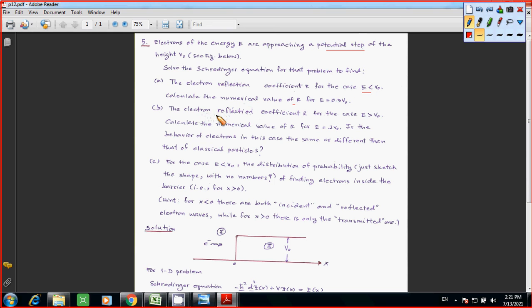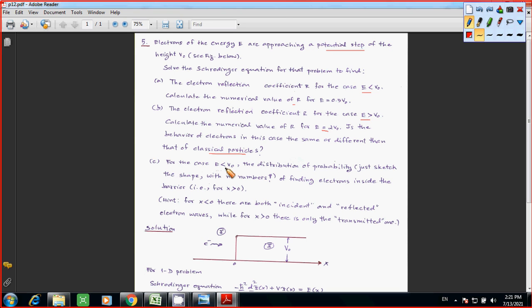B, the electron reflection coefficient R, for the case E greater than V0. And calculate the numerical value of R for E equal to 2 V0. In this case, E greater than V0. Is the behavior of electrons in this case the same or different than that of classical particles? Classical particles, the energy has to be greater than the potential for the electron to keep moving, or no reflection, right?